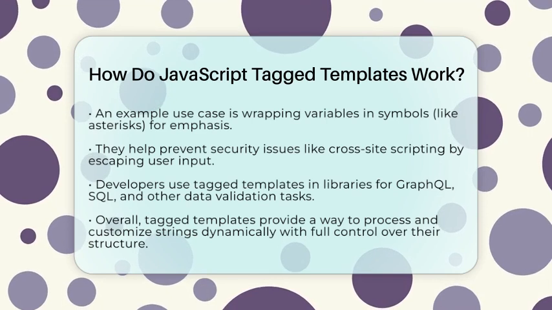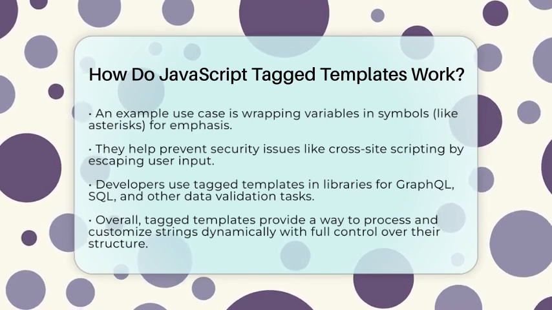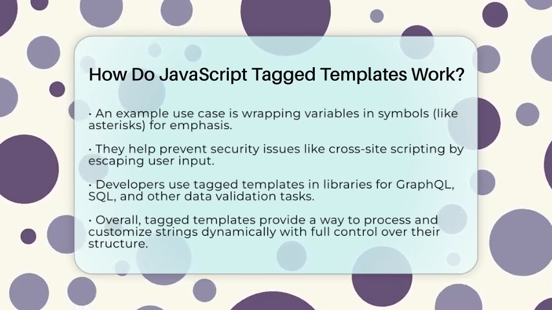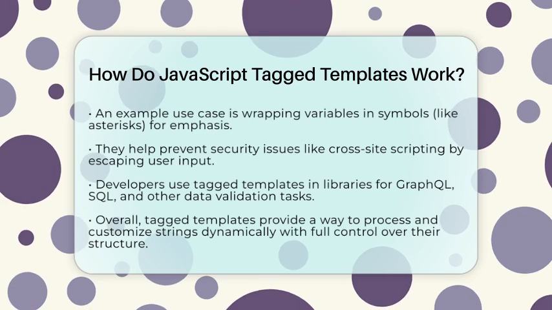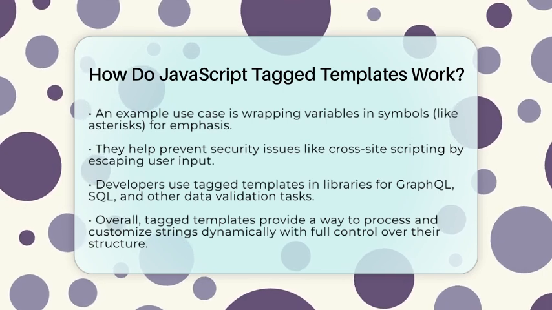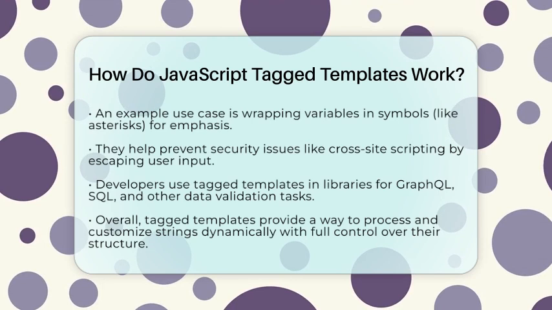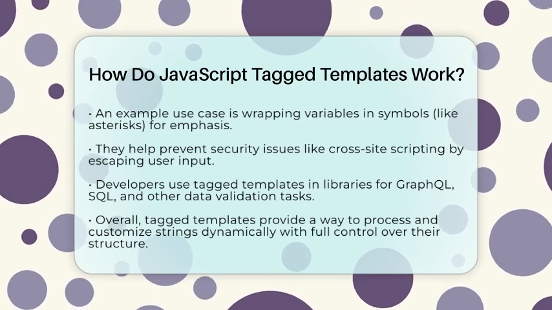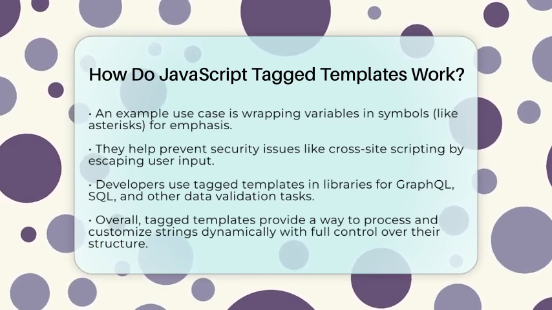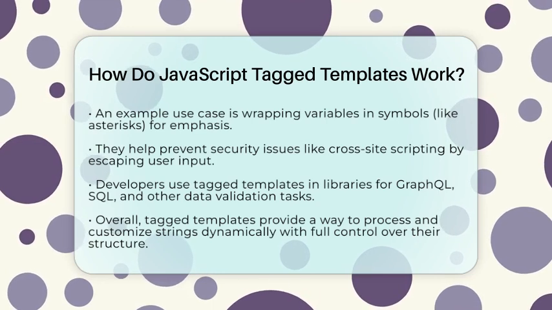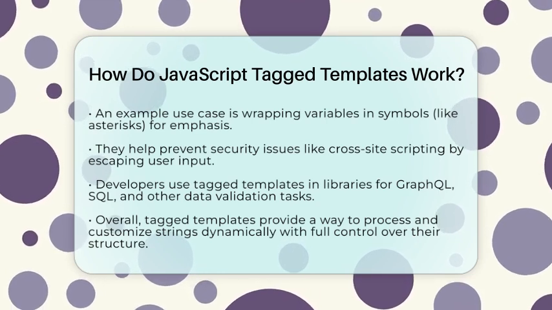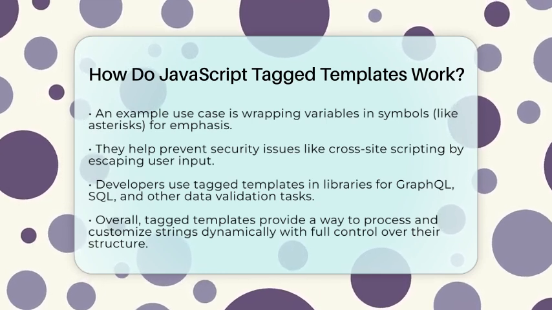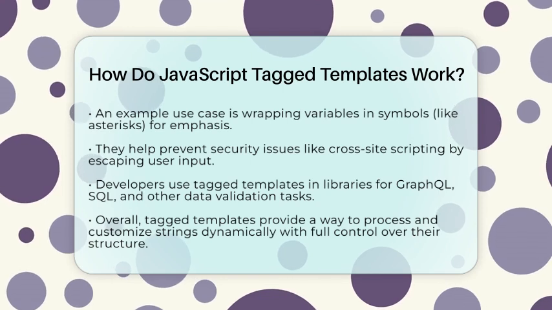In summary, tagged templates give you a way to process a template literal with a custom function. They pass the static parts of the string and the dynamic expressions separately, so you can decide how to combine or modify them. This feature makes your code more powerful and adaptable, especially when working with modern JavaScript features. It's a handy tool for web developers who want to write cleaner, safer, and more dynamic code.